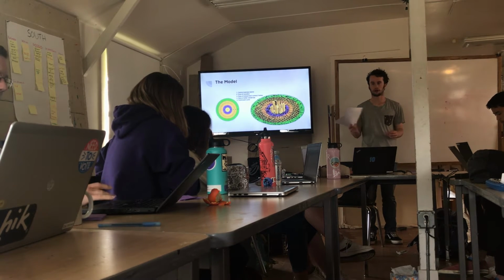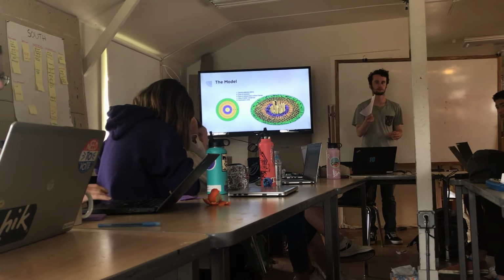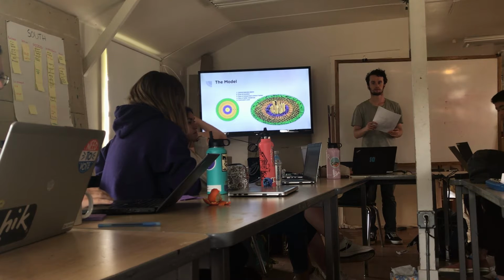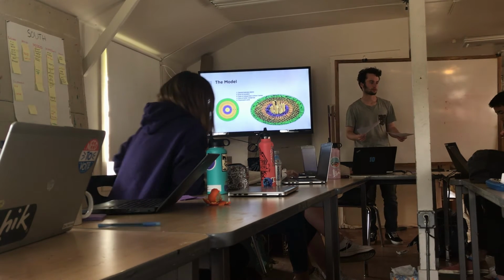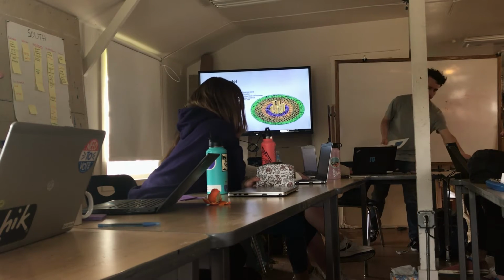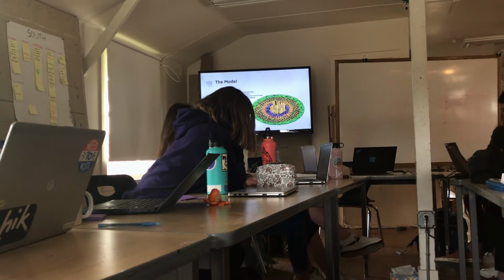So if we have 5, how many groups? Yeah, that's 5 groups, so 3 per group. Okay, so how about we just do it by where you're sitting, so you 3. We'll check what we're doing.